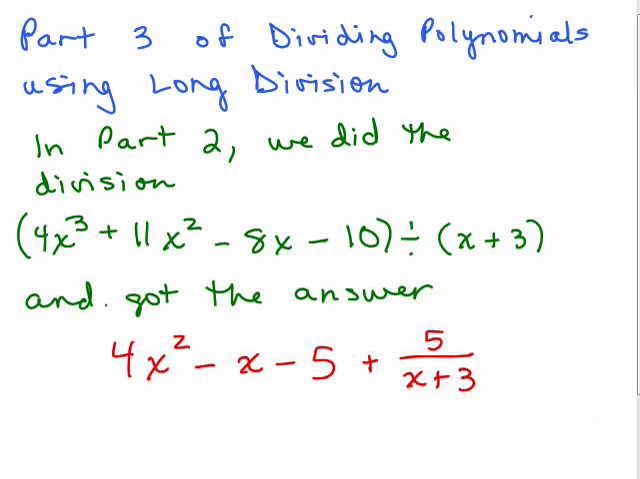This is part 3 of dividing polynomials using long division. As a reminder, in part 2, we did the division, 4x cubed plus 11x squared minus 8x minus 10 divided by x plus 3, and the answer was 4x squared minus x minus 5. The remainder was 5, so you put plus 5 over x plus 3, what you divided by. So now we're going to continue with the check and do more.